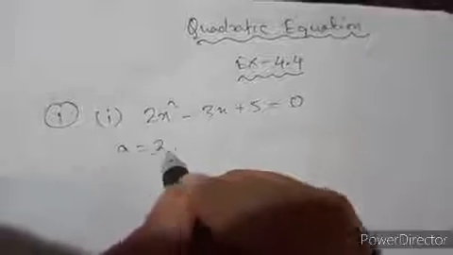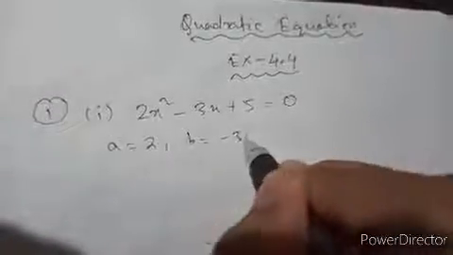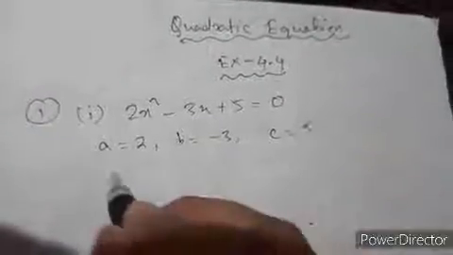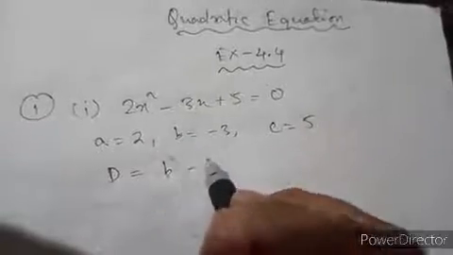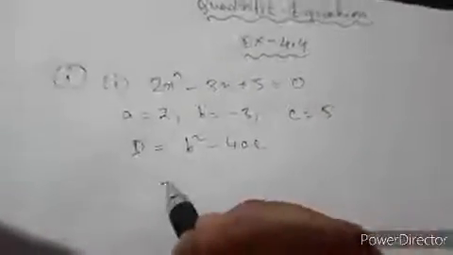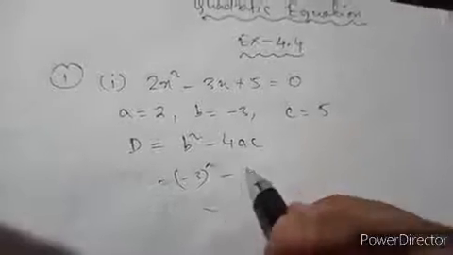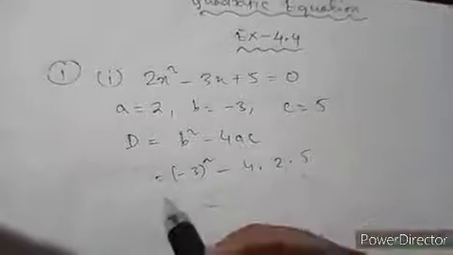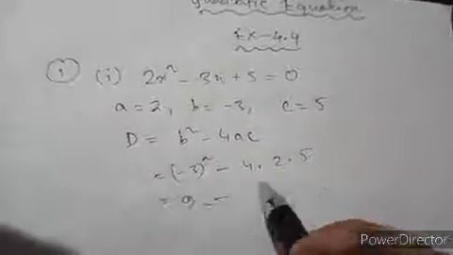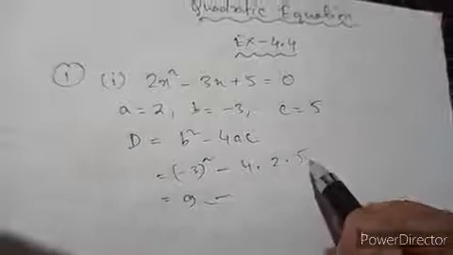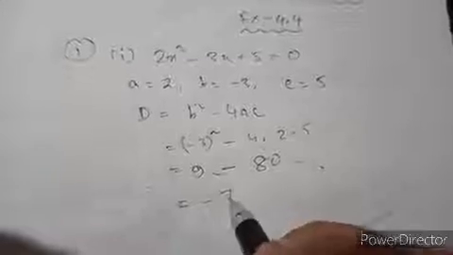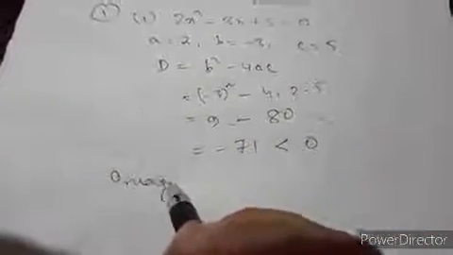Here our a value is 2, b is minus 3, c is 5. First we have to find the value of its discriminant, isn't it? So minus 3 whole square minus 4 into 2 into 5. So 9 minus 80, which is coming minus 71, and that is less than 0. So we will have imaginary roots, isn't it?